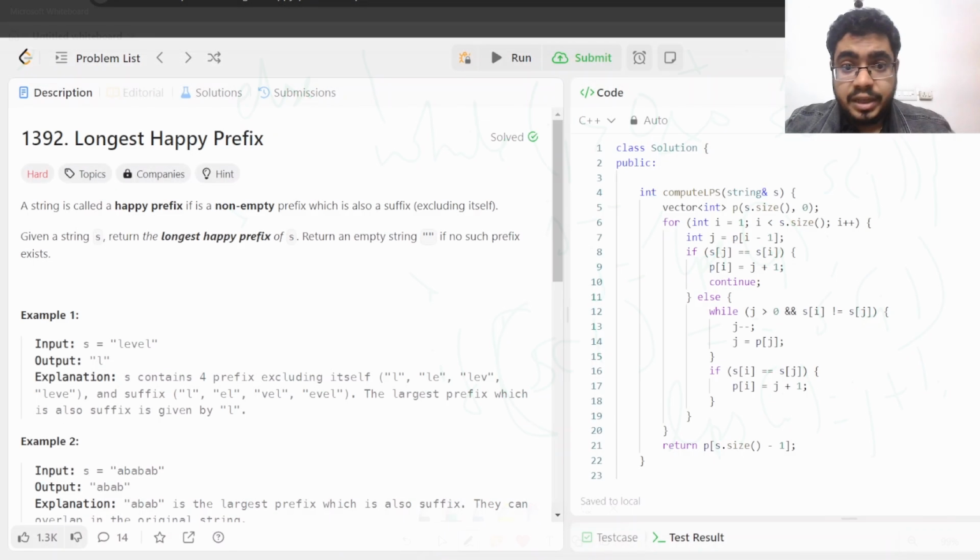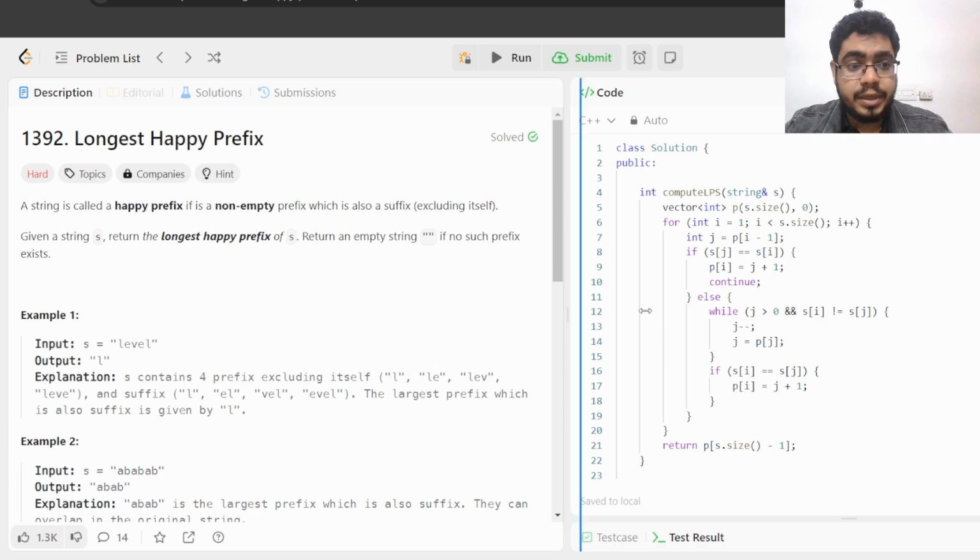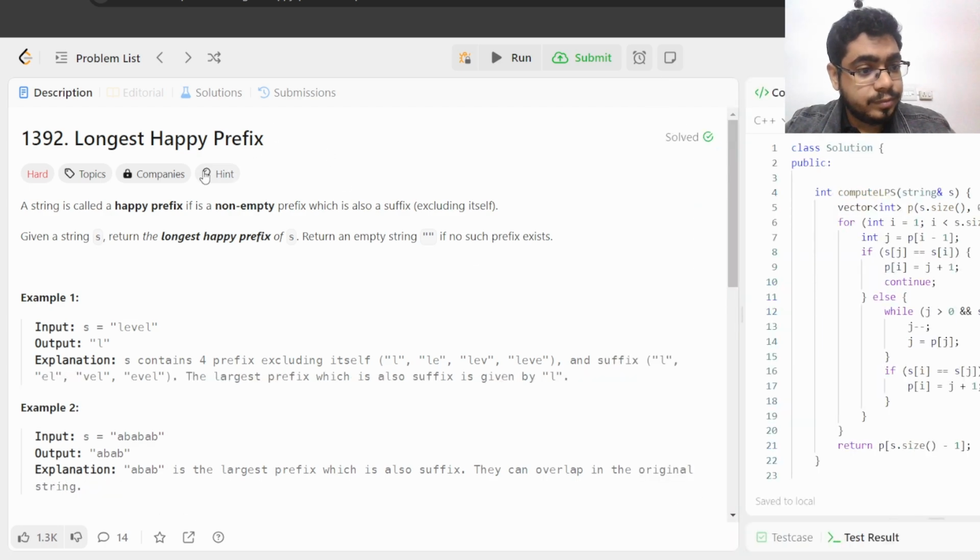Cool. Let me go to a question as well, and let's quickly look at it. This was a direct question on KMP, which is longest happy prefix. It says a string is called a happy prefix if it's a non-empty prefix, and that prefix is also a suffix. So simple idea. We want to find the longest part of the substring which is also a prefix and also a suffix. This screams KMP because we just need to look at LPS of the last position, right? Whatever is the LPS of the last position, that is the maximum suffix which matches with the prefix. Okay, so that was the main idea.